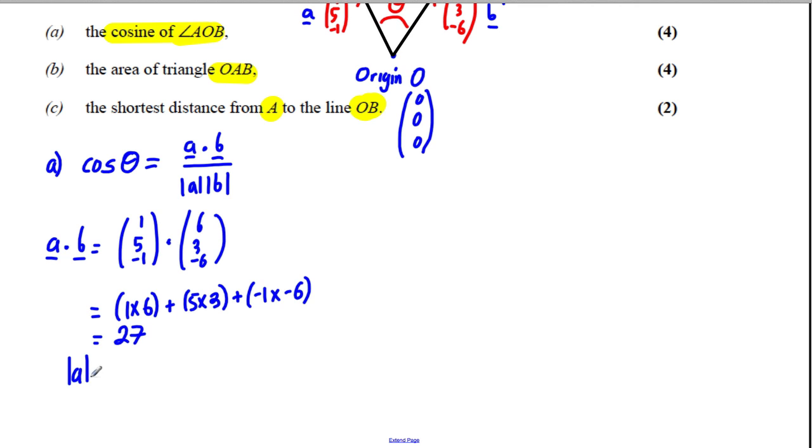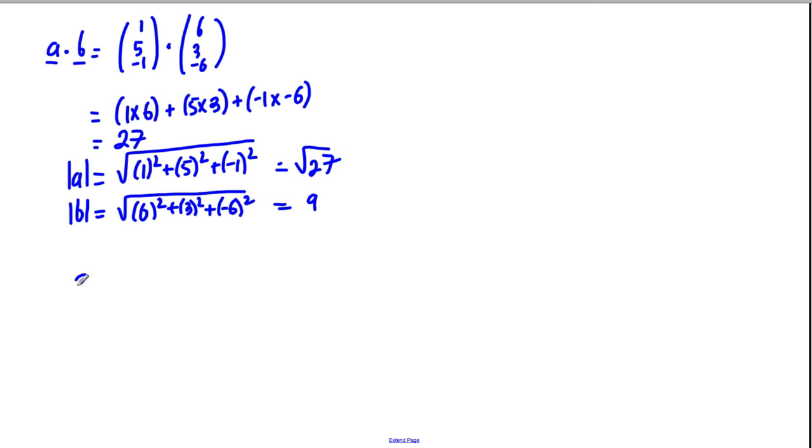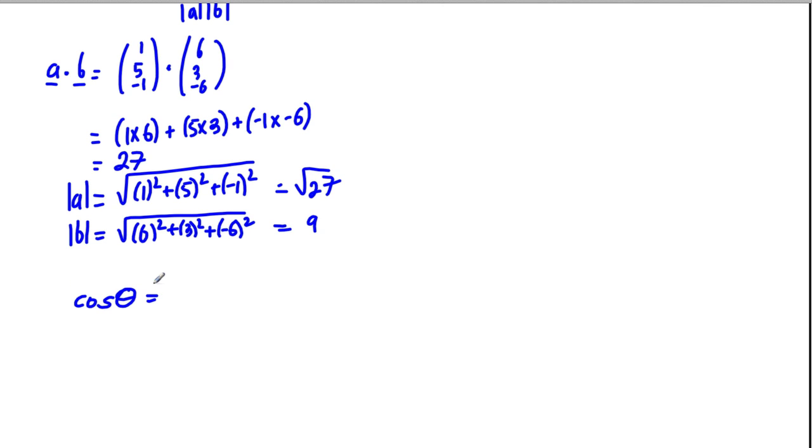And the modulus of A is the square root of 1 squared plus 5 squared plus negative 1 squared, which is the square root of 27. And the modulus of B is going to be the square root of 6 squared plus 3 squared plus negative 6 squared, which is going to be the square root of 81, which is 9. So therefore, cos of this angle that we're looking for is going to be 27 over root 27 multiplied by 9.